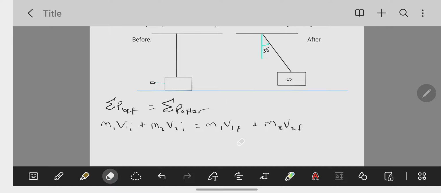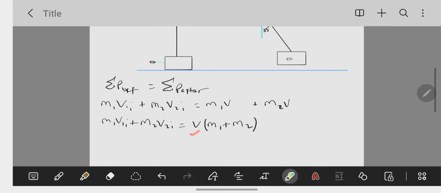Since they're going to have the same velocity, I might as well just remove v2 and label it as just v, which means I can take the v as a common factor. Let me rewrite the left hand side. We take the v as a common factor, so we have (m1 plus m2) v. If we can find this some other way, we can just come back and substitute it here and we get our answer.